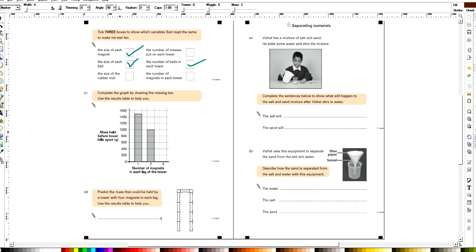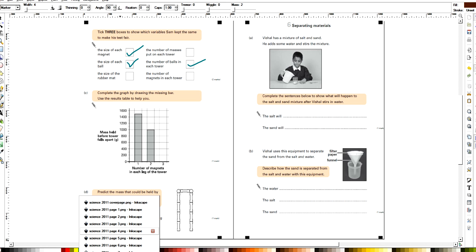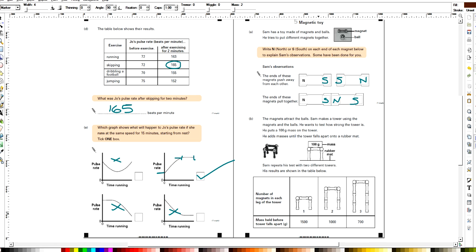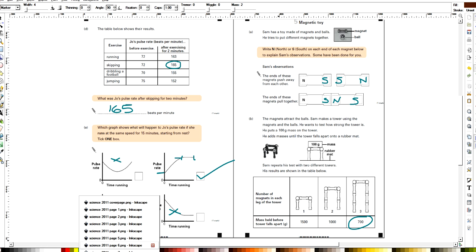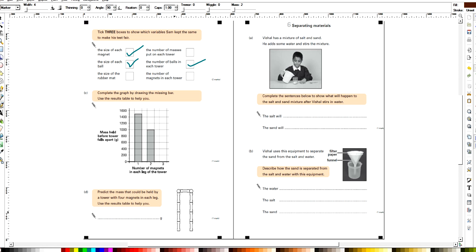Okay, so question part 3. Complete the graph by drawing the missing bar. Use the results table to help you. So now for 3 magnets, what did we have from your table? From the table that we had previously. Do you need a ruler? So what was the value for 3? It was 700. 700 grams? Yes. Okay, right.